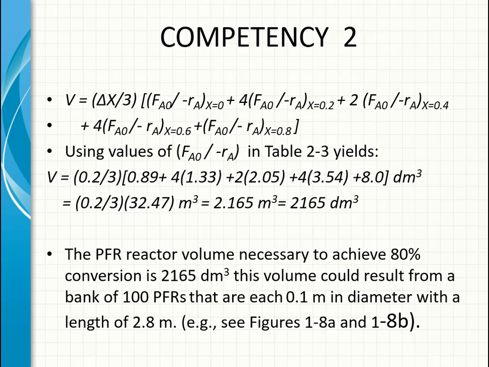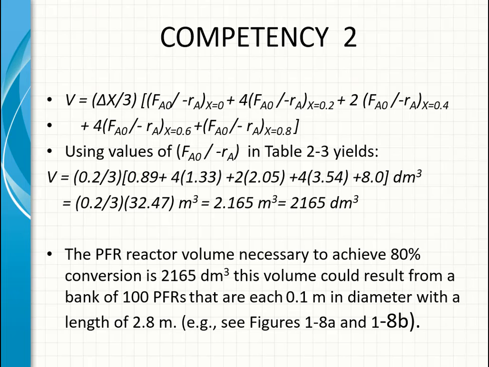So the formula is that the volume is delta X divided by 3 times FA0 divided by minus RA at X equals 0, plus 4 times FA0 divided by minus RA at X equals 0.2, plus 2 times FA0 divided by minus RA at X equals 0.4, plus 4 times FA0 divided by minus RA at X equals 0.6, plus FA0 divided by minus RA at X equals 0.8.